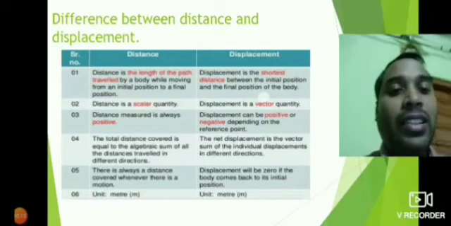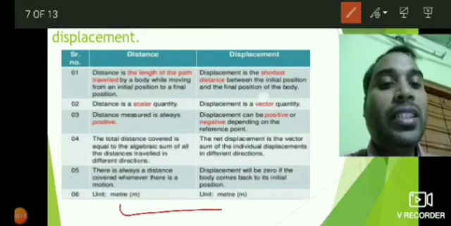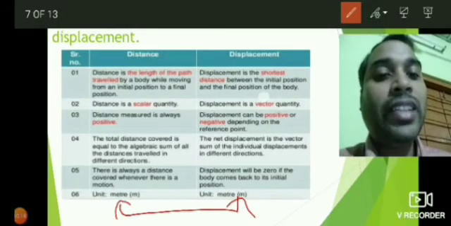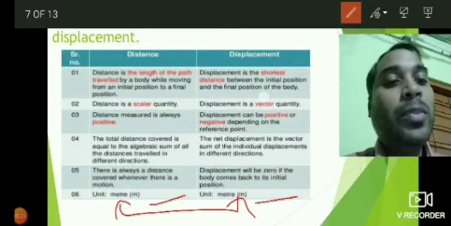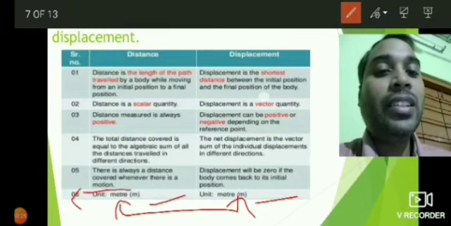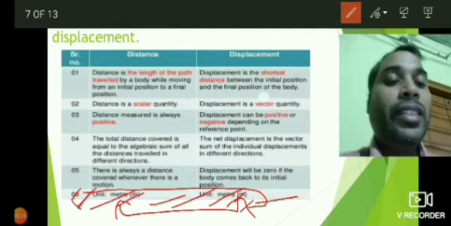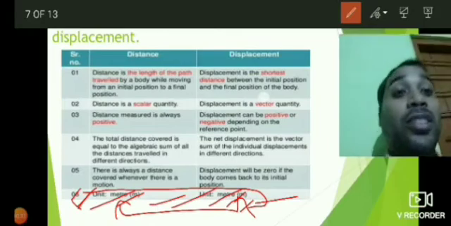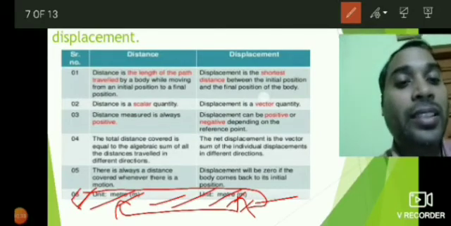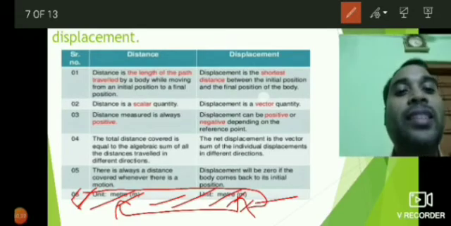Now here this is a similarity. Even though it is written here, we have to consider this as a similarity, that is, their unit is the same. The unit of both distance and displacement is meter. So this is not a difference, this is a similarity, so we can exclude this point from the difference part. You should not include this point number 6 here.